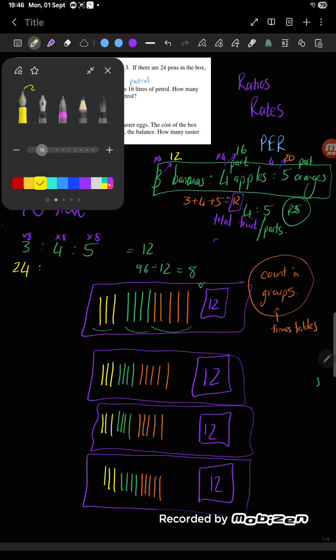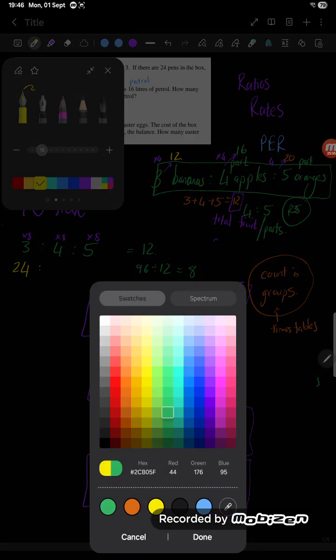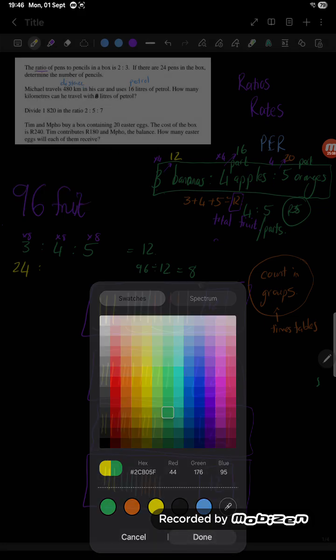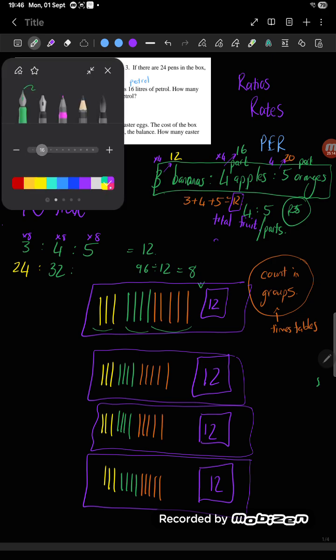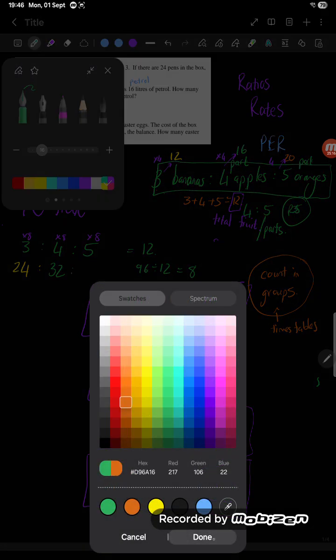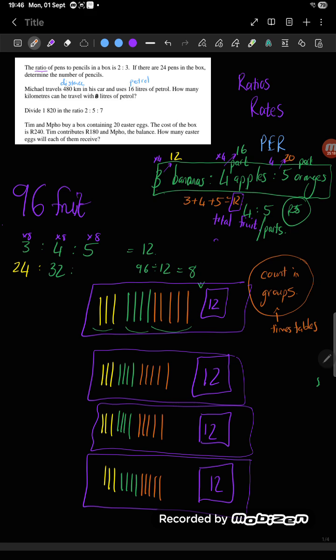How many apples do I have per 96 fruit? I've got 4 times 8 is 32. How many oranges do I have per 96 fruits in this ratio, of this 35 Rand special that I've got? 8 times 5 is 40. Let's add those up. 24 and 32 is 56. 56 and 40 is 96 fruits.